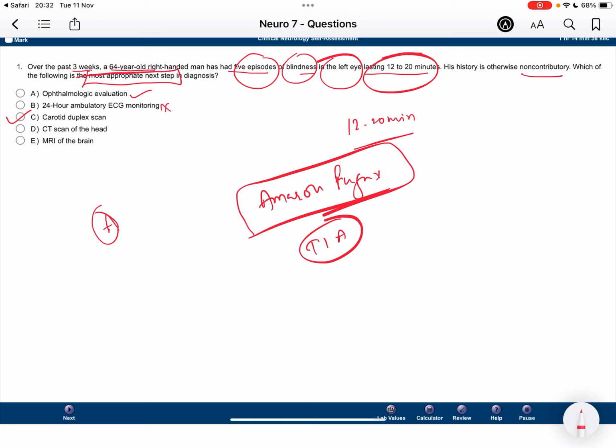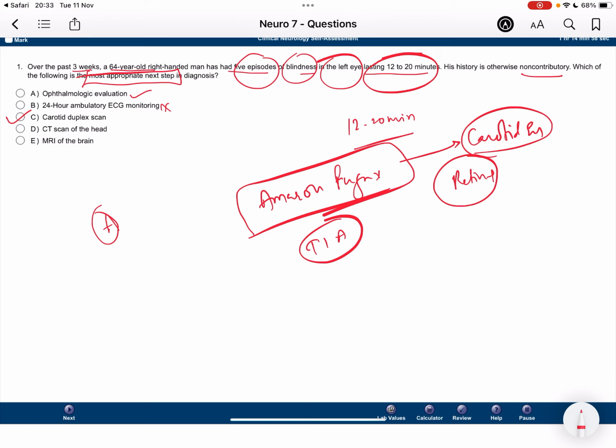Whenever we talk about amaurosis fugax, I want you to remember the causes of amaurosis fugax. It can possibly be because of carotid artery embolization. Whenever there is emboli from the carotid artery, this can possibly be going to the retinal arteries or retinal vessels. That can be the cause of amaurosis fugax.